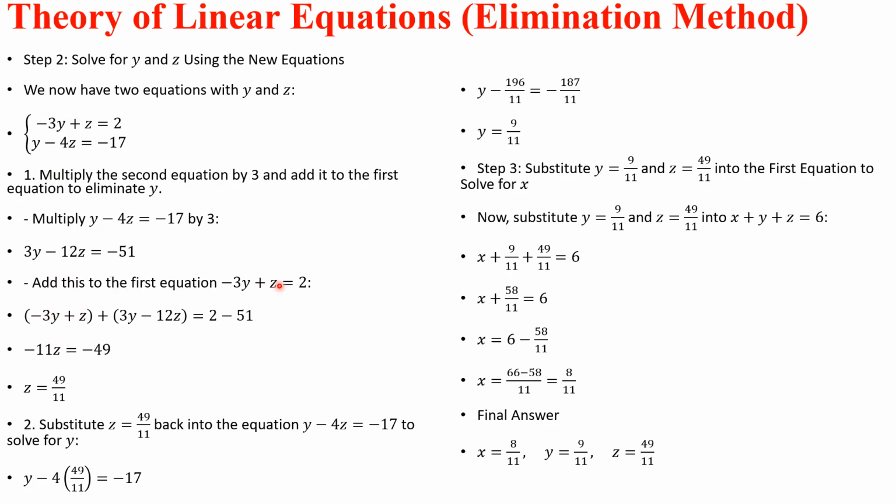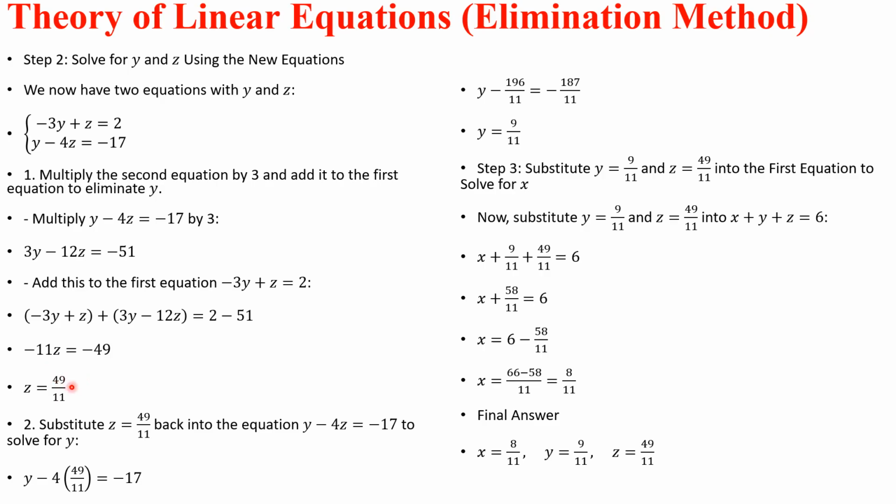When we want to add this and this, what is on the left hand side is added, and what is on the right hand side is added. So minus 3y plus 3y gives us 0. Then z plus minus 12z will give us minus 11z, equals 2 minus 51, which gives us minus 49. So z equals 49 over 11.